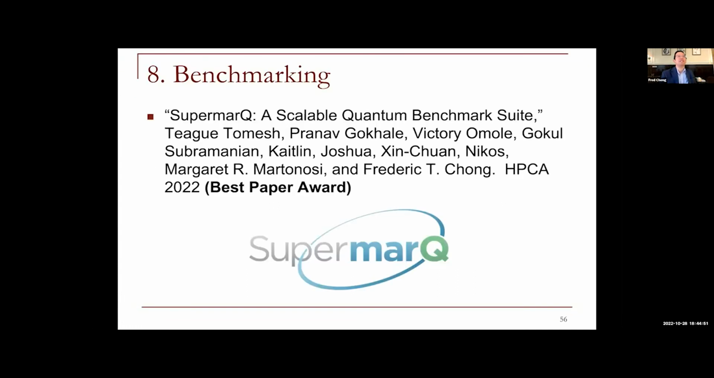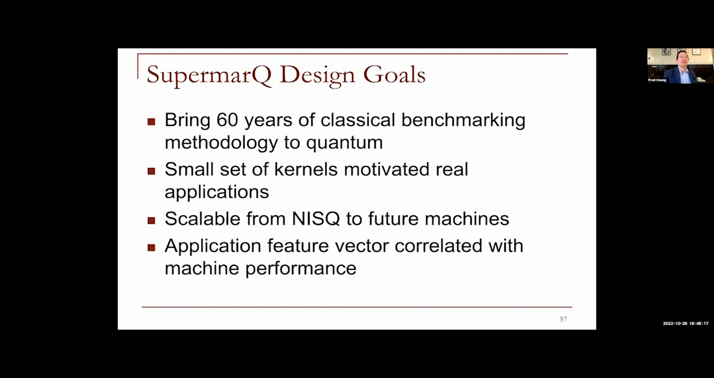But what I wanted to do was take a few minutes to talk about benchmarking. So, we're in this phase where we're trying to improve machines and have co-design of software and machines. So I think it's important to have a notion of what we're trying to improve. And here is a set of benchmarks that we came up with just this year. In particular, the idea behind designing these benchmarks was to bring the methodology of classical benchmarking and classical computing to the quantum world.